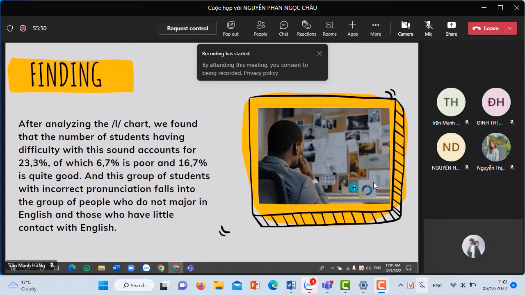After analyzing the L chart, we found that the number of students having difficulty with this sound accounts for 33.3%, of which 6.7% is poor and 16.7% is quite good. And this group of students with incorrect pronunciation falls into the group of people who do not major in English and who have little contact with English.